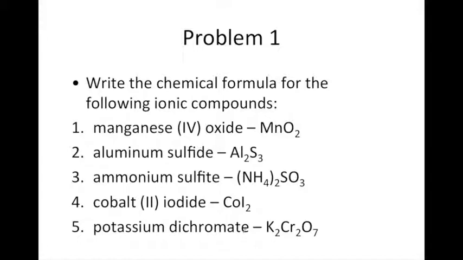Okay, so let's take a look at that. Manganese 4, that's a manganese with +4. Oxide's a -2, so the correct chemical formula would be MnO2. Aluminum is a +3, sulfide's a -2, so to get the charges to balance, we need 2 aluminums and 3 sulfides, Al2S3. Ammonium sulfite, ammonium is a polyatomic cation with a +1 charge.